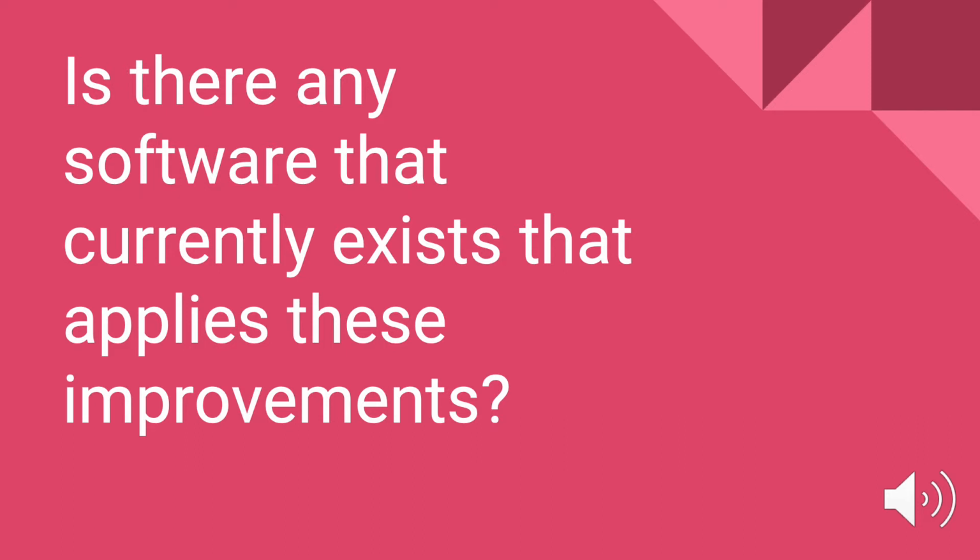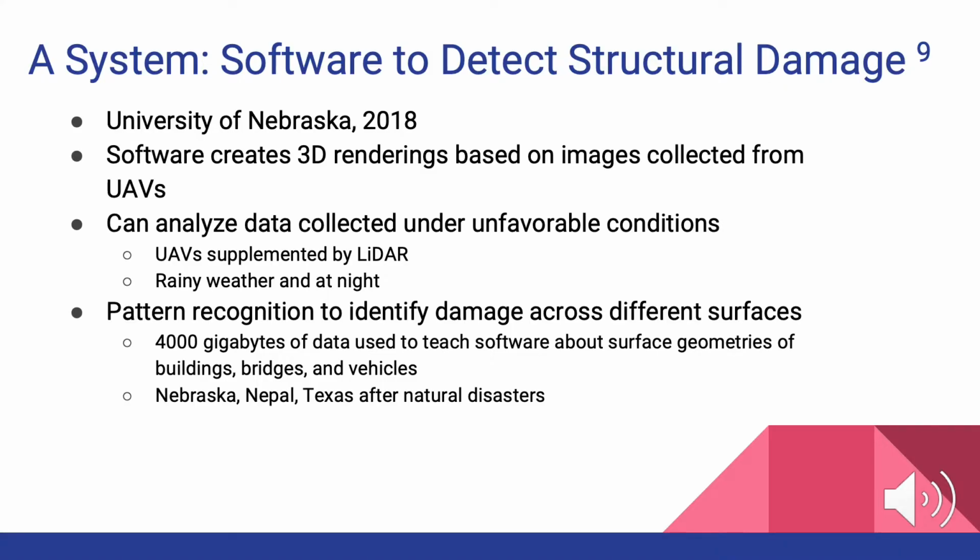So now that we know about all these interesting methods, the next question is, is there any software that currently exists that can actually apply these improvements? And the answer is yes. Two researchers at the University of Nebraska this year came up with a software that combines everything we've talked about so far. It uses 3D renderings that are created from images collected by drones. And these drones are not just collecting images, they're also using LiDAR to create more accurate depictions and more accurate models.